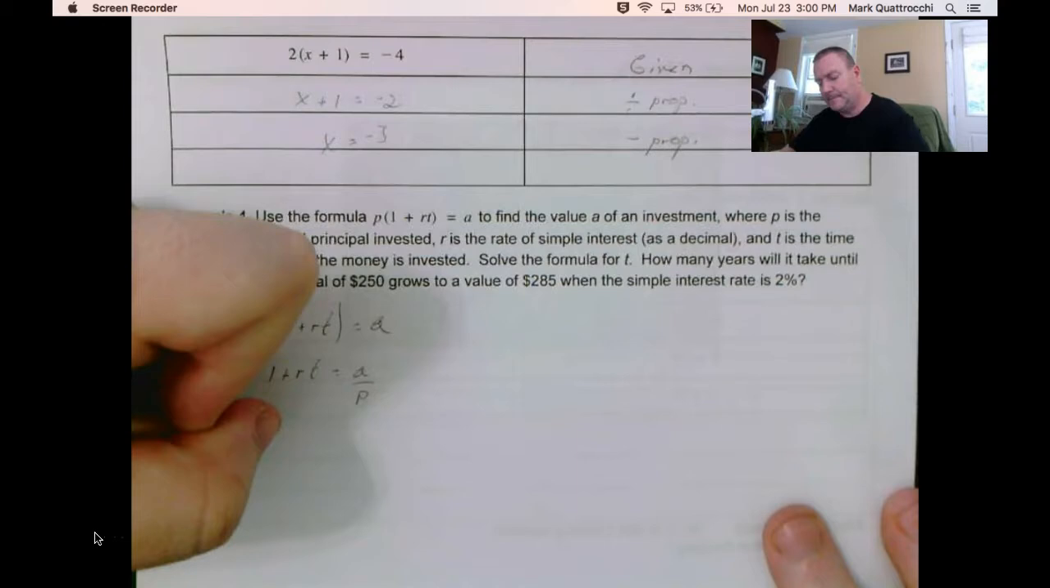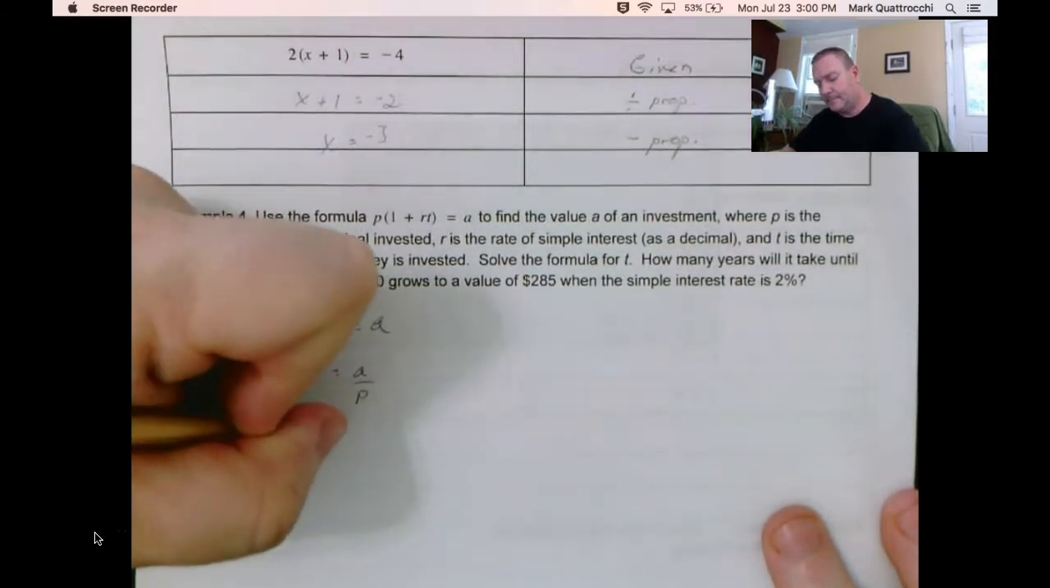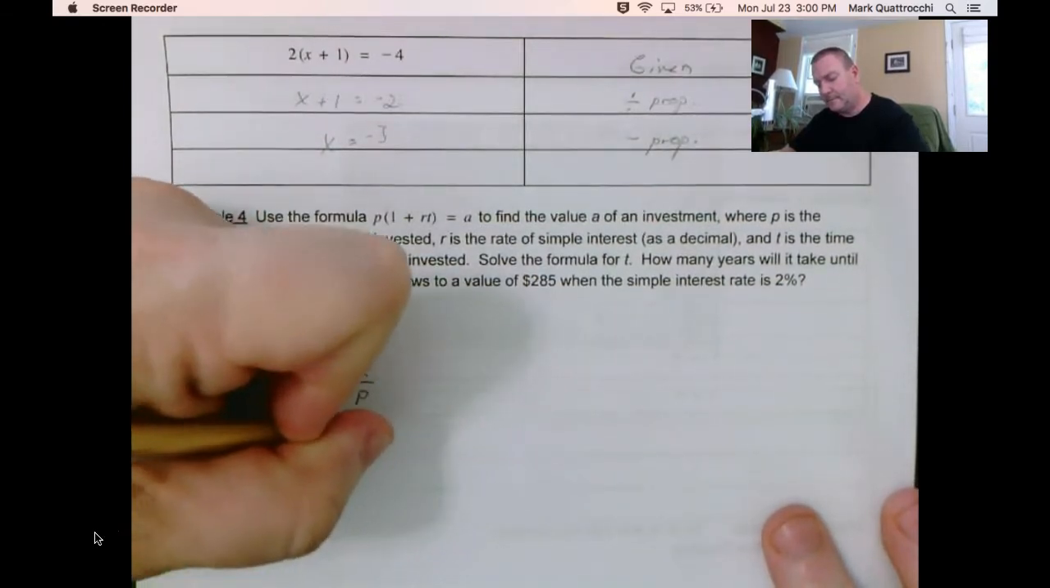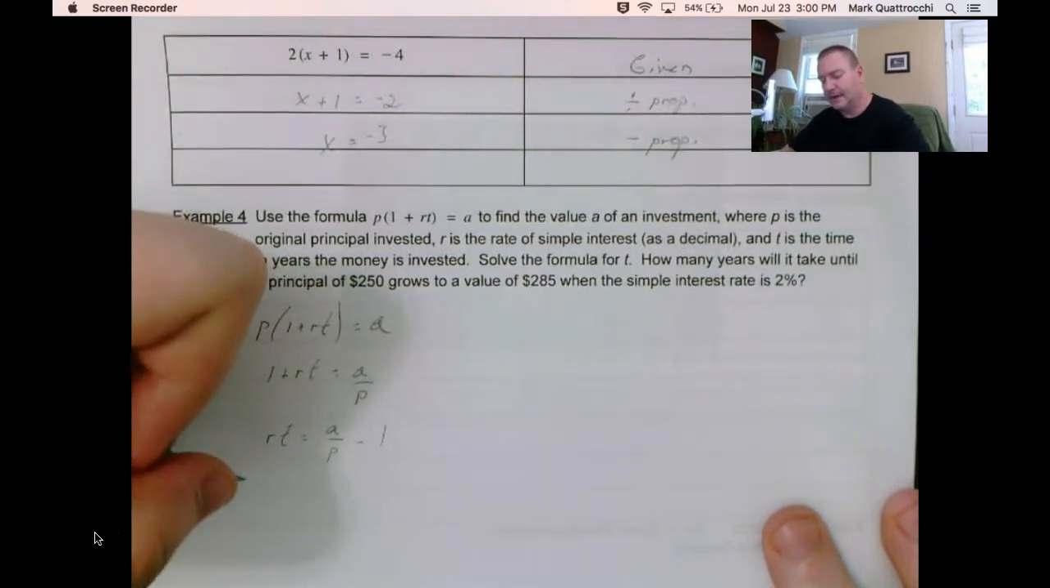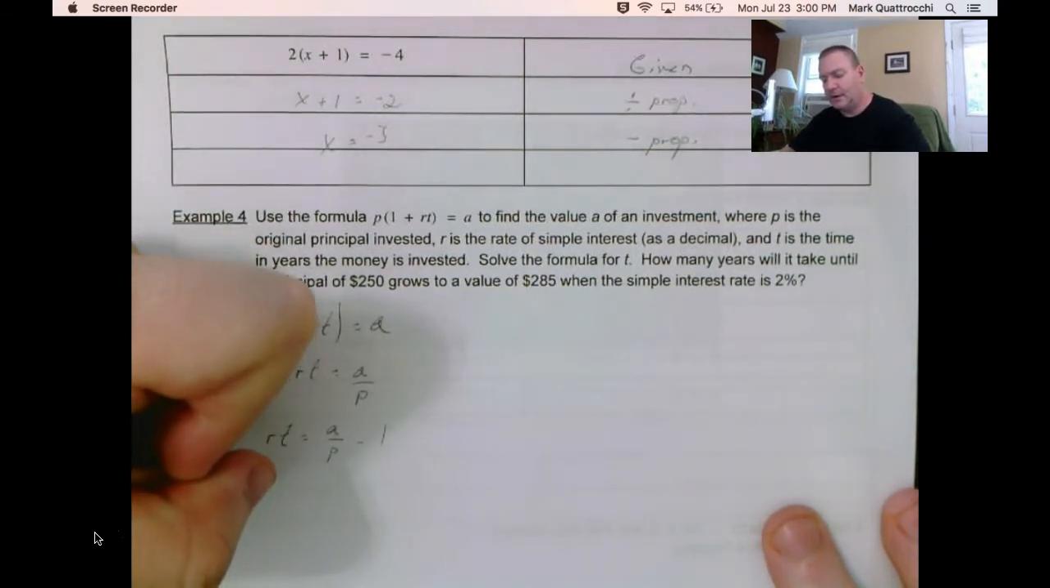Subtract 1. And I probably should get the common denominator now, but I'm not going to. I'm going to do it at the end. Divide by R.